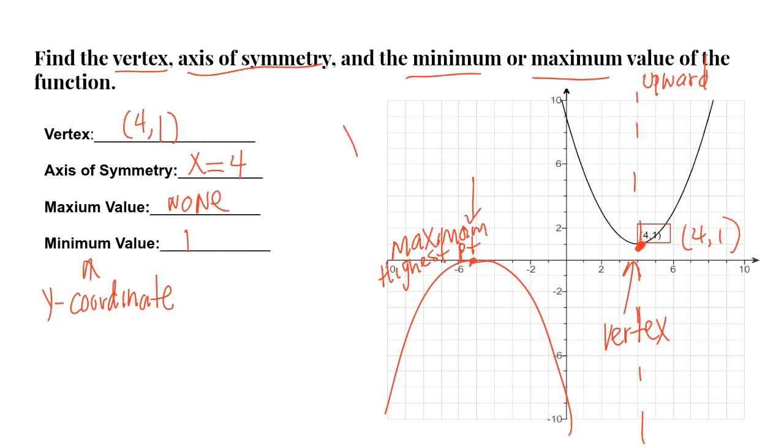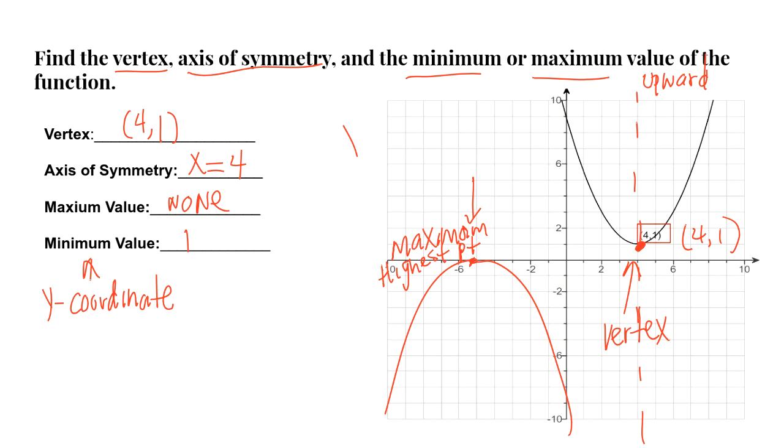And if it opens up, that's your lowest point. Any other questions on looking at a graph, pulling the vertex from it, determining the axis of symmetry and your maximum value or your minimum value? So this is the fun part, just pulling it from the graph.